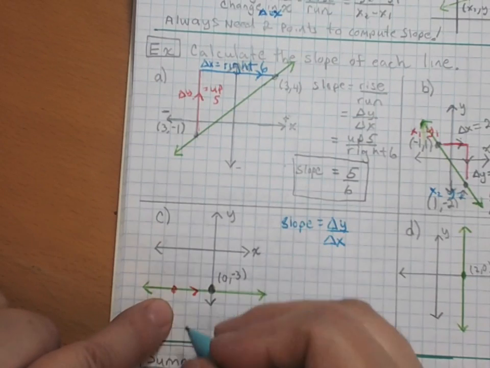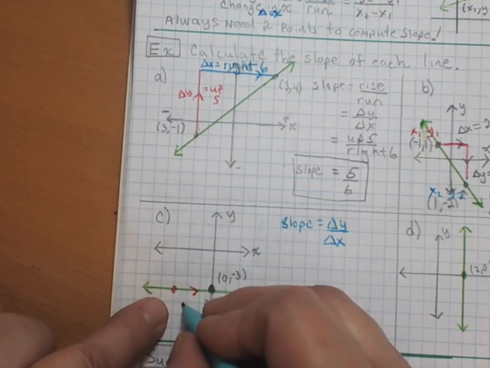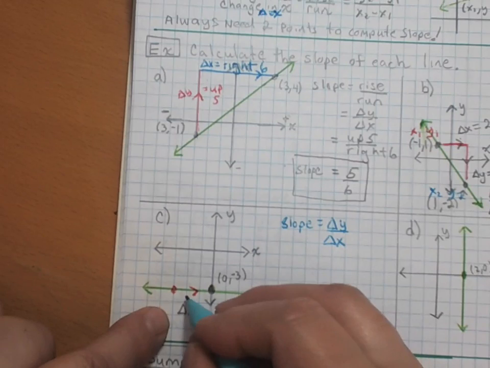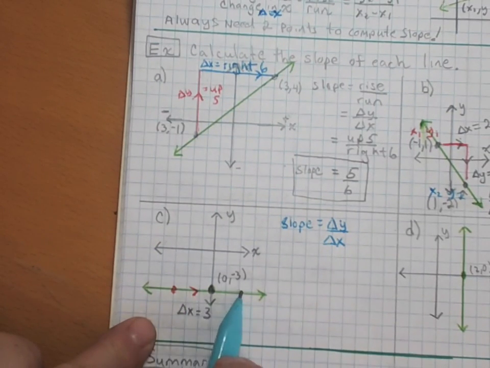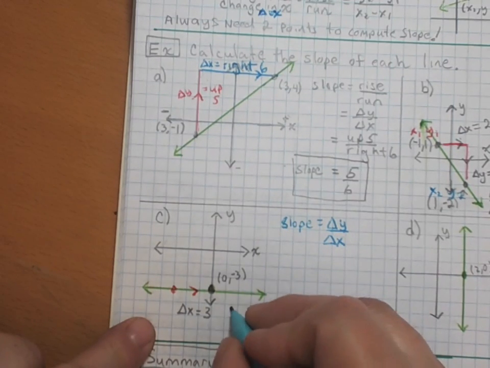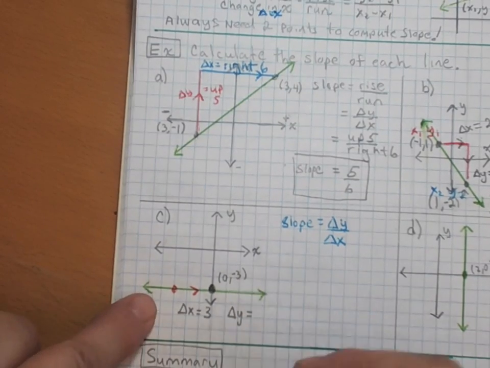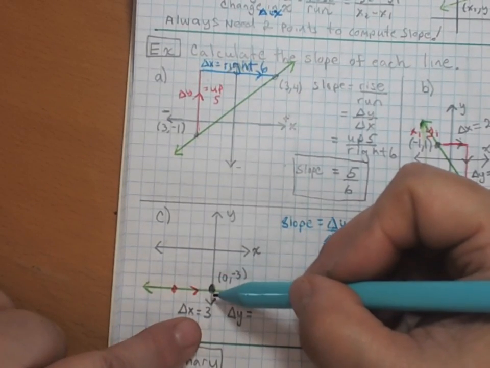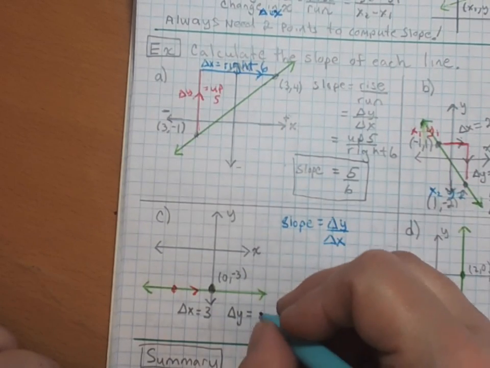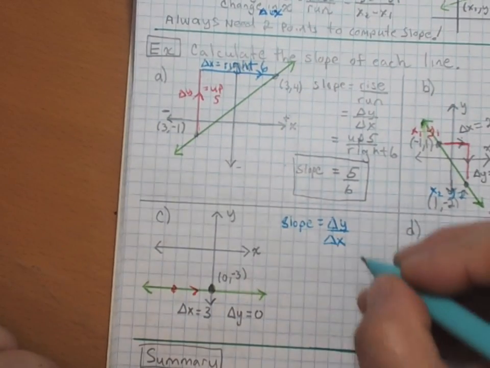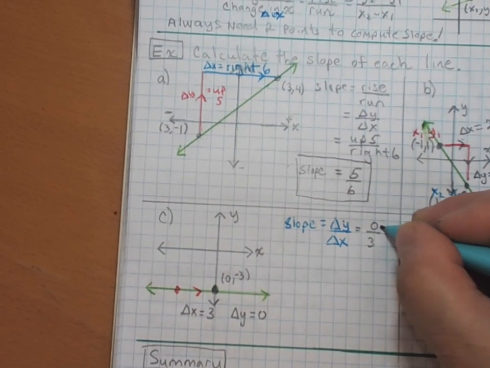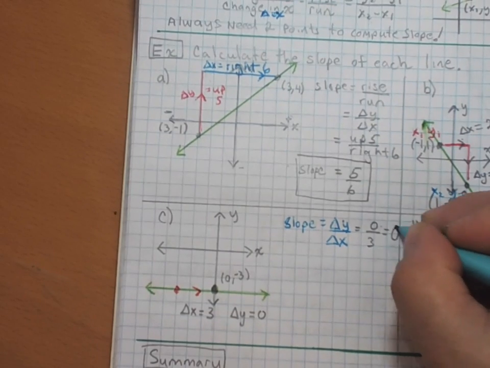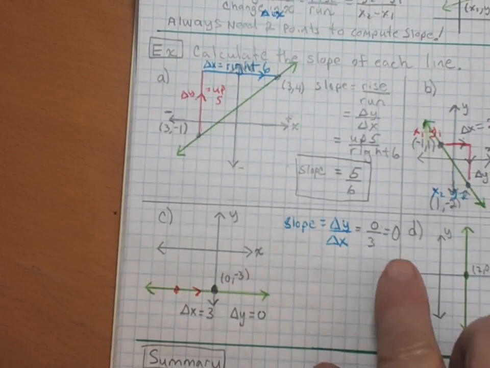Okay, so my delta x, I'm going to the right. So delta x is right 1, 2, 3. Remember, I just picked this point here. I could have picked this point over here. So that's delta x. And what's delta y? Well, since I'm only going to the right and I'm not going up or down, my delta y is 0. And so this works out to be 0 over 3. And when you have a fraction with 0 in the numerator, it reduces to 0. So my slope is 0.